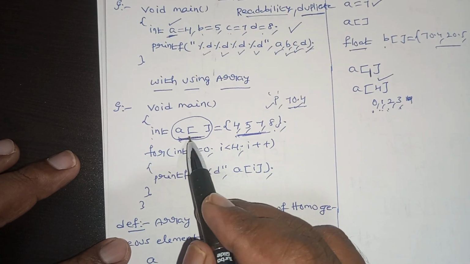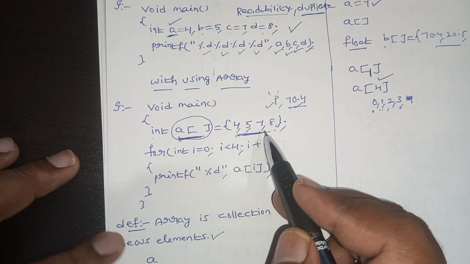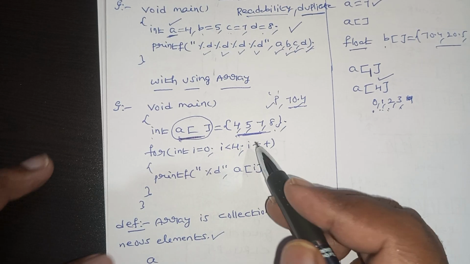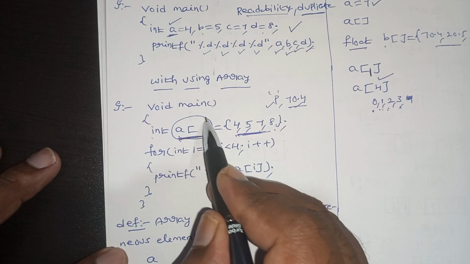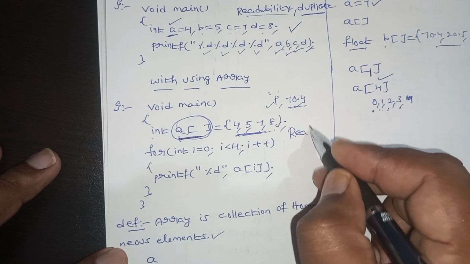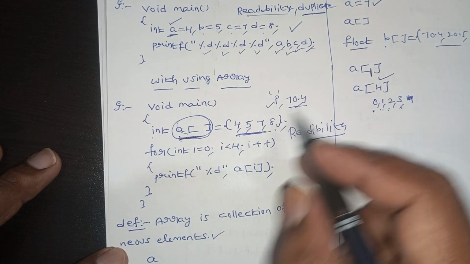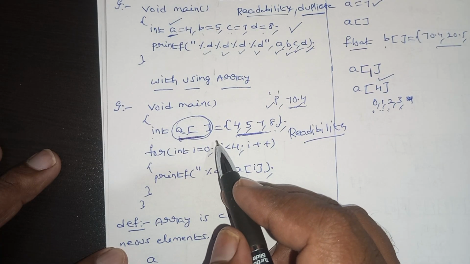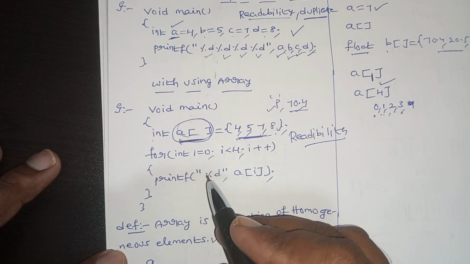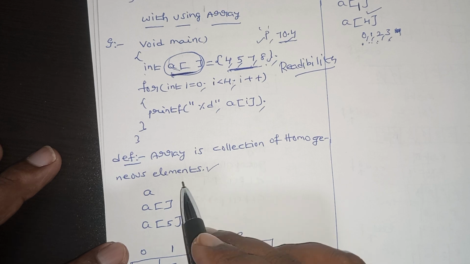By doing it like this, a gets square braces to the right of it, and these are the values. That is about arrays. See here, I am taking only one variable, so I am able to overcome the readability problem. What is readability? It is very easy to read for me as a user. What is an array? An array is a collection of homogeneous elements.